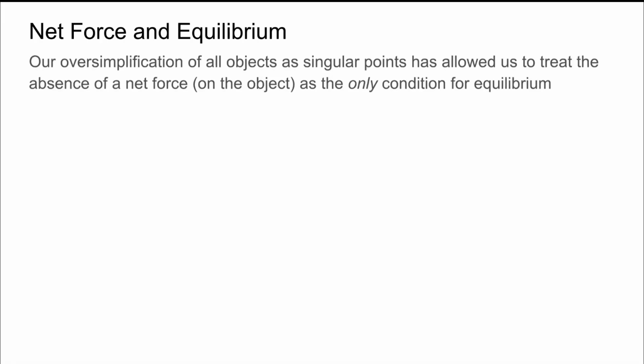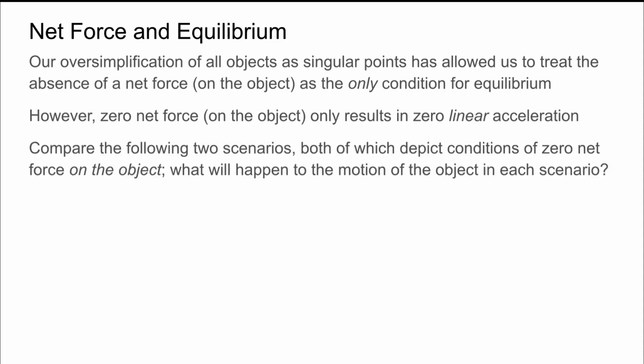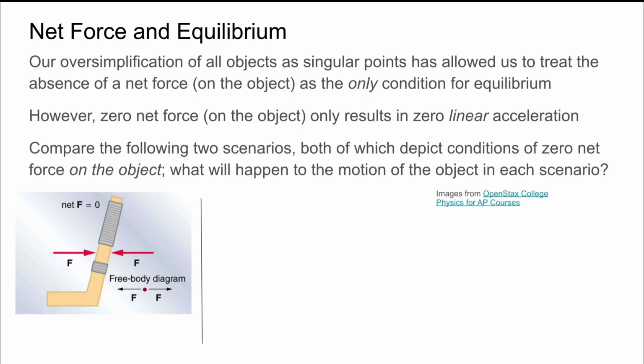And so far, we have oversimplified our conception of equilibrium because we have treated the absence of a net force, or having zero net force acting on an object, as the only condition for equilibrium. But zero net force simply means it will have zero linear or translational acceleration. Let's take a look at an example where we have zero net force, but we may end up seeing some type of acceleration occur. If we take a look at this hockey stick, if this hockey stick is on ice and we apply some force to it, then it will accelerate.